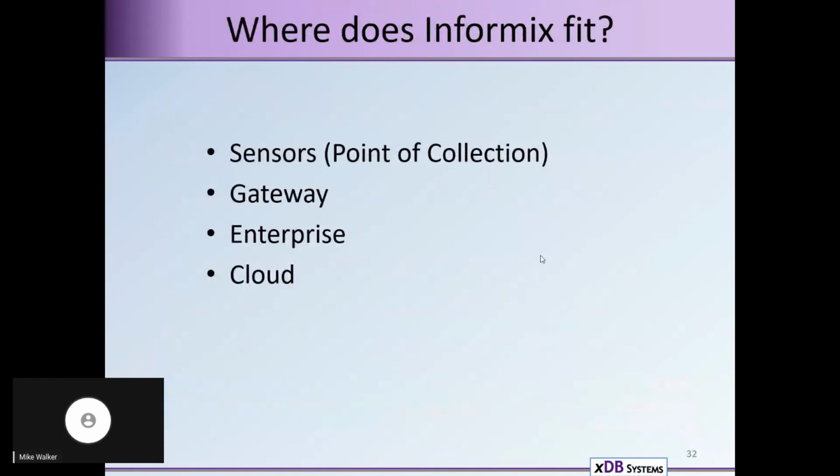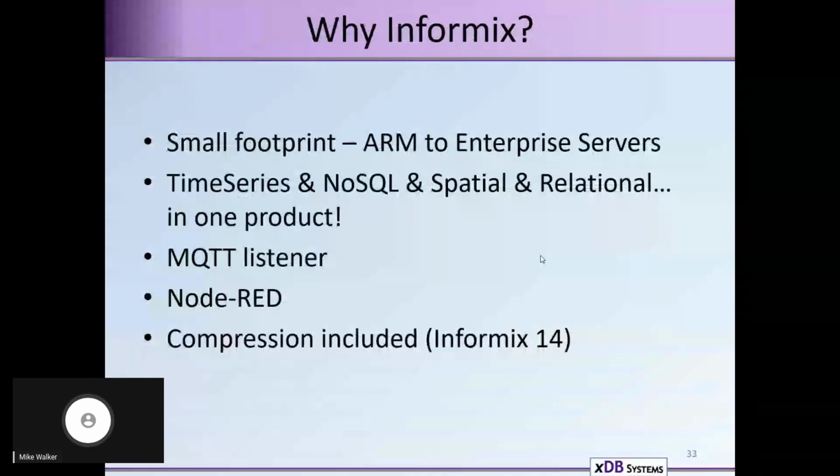So where does Informix fit in here with its time series? Well, it can run on the sensors where you're actually collecting the data. It can run on a hub which connects to multiple sensors. But the same time series can run on your enterprise. And of course, Informix also runs in the cloud. So it can run everywhere. But why Informix versus other things? Informix has a small footprint, and so it can run on ARM chips. So it can run on Raspberry Pis all the way up to your massive enterprise servers.